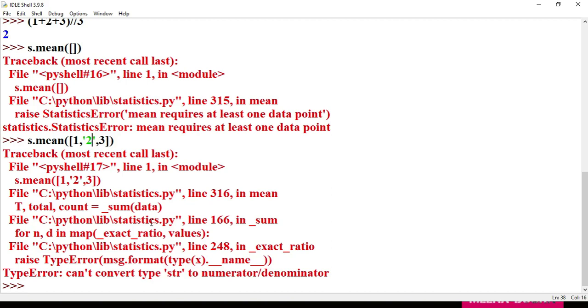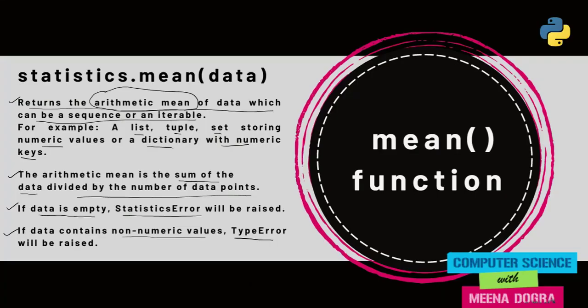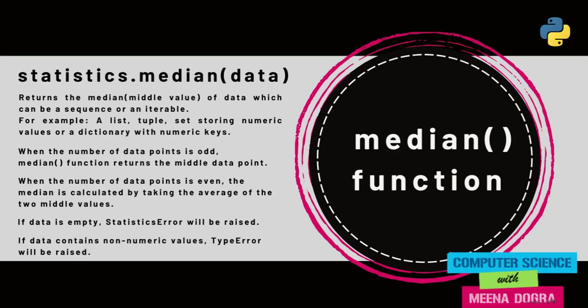Fine. So that is why Python raises type error, that it cannot convert this string to numerator or denominator. So you have to be very careful about these two errors. So this is the description of mean method. Now let us proceed to the next method, which is median function.